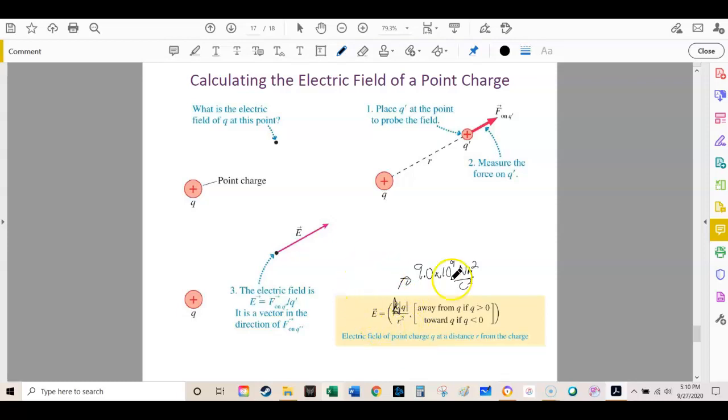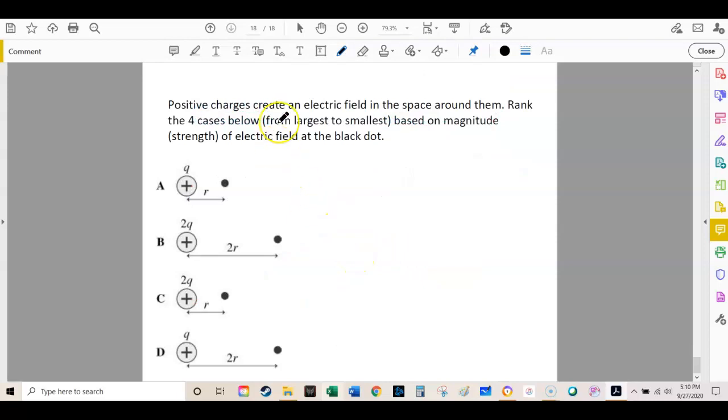Okay, so we're going to practice creating equations doing that. This is really good practice. What you're supposed to do is draw the electric field at the dot, and then create an equation in terms of K, small q, small r, to represent case A, case B, case C, case D. And then we're going to estimate them from largest to smallest. Okay? So go ahead and pause the video and try this out for yourself.